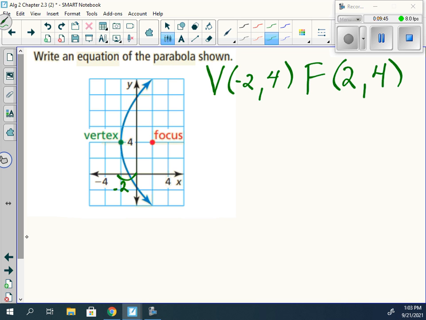Now looking between the vertex and the focus, what's changing and what's staying the same? Because the x values for the vertex and focus, one of them is -2, the other is +2. The vertex y value is 4. The focus y value is 4. So we can see that the vertex and focus have the same y value.